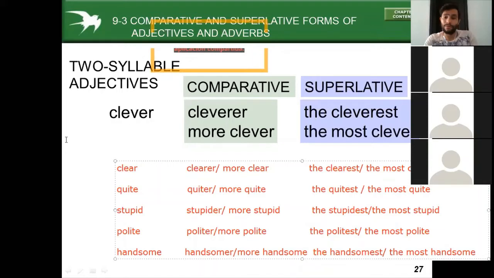Ya mandé una fotico ahí en el grupo para que la vieran. Okay, great.